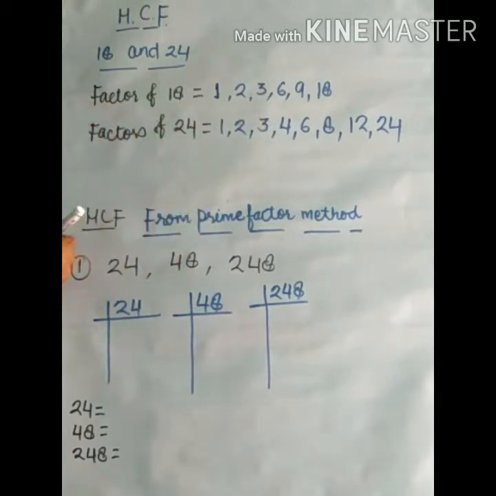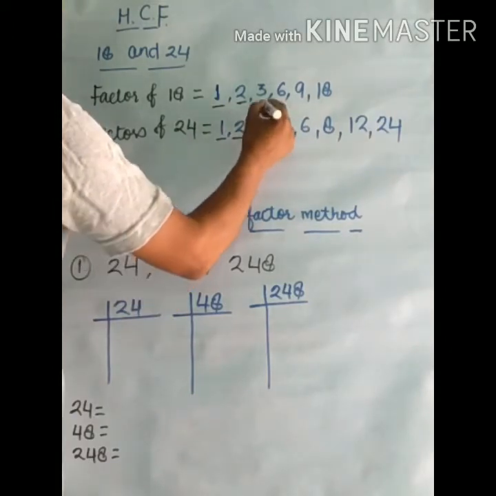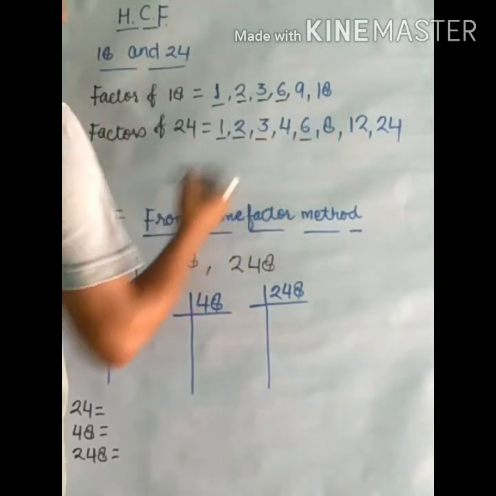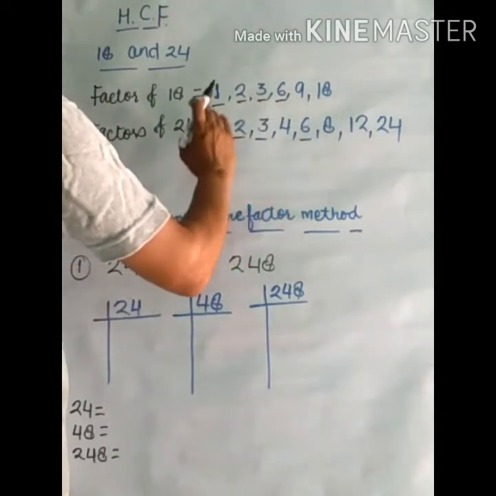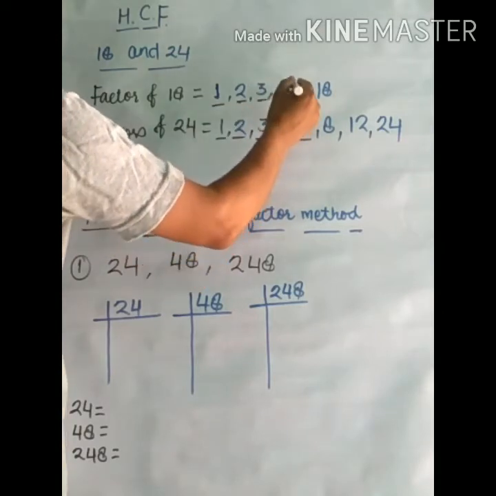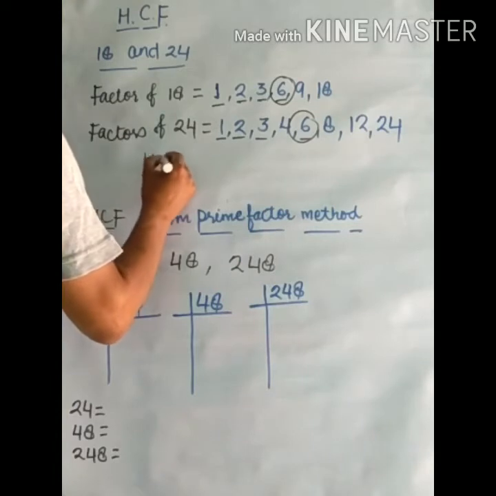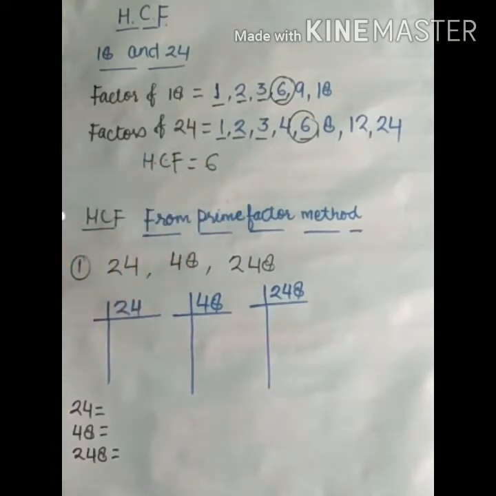Now we will see the common ones. The common factors are 1, 2, 3, 6. Then the highest common is the biggest, the largest one. The largest common factor is 6. So your HCF is equal to 6.